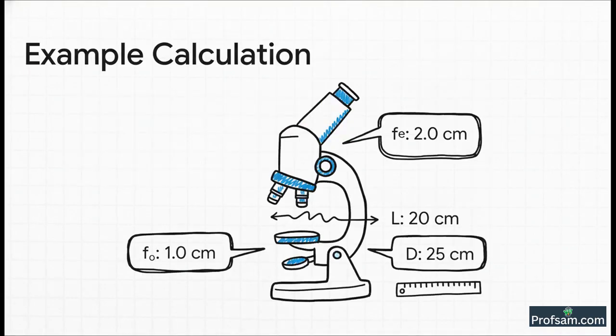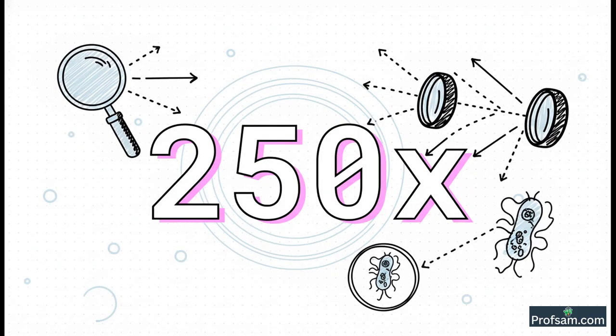Okay, talk is cheap. Let's try an example with some simple numbers, just like you'd find in your textbook, to see just how powerful this thing is. Let's say the objective focal length is 1 centimeter, the eyepiece is 2 centimeters, and the tube length is 20 centimeters. So let's plug those values in.